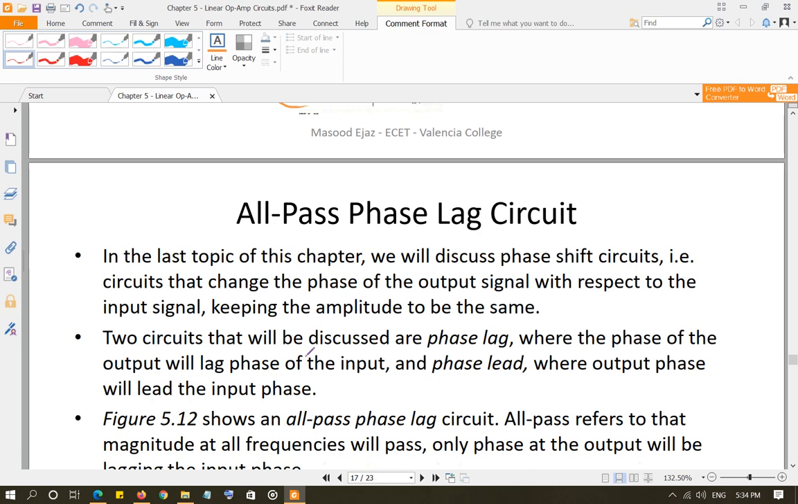So the first circuit is the all pass phase lag circuit. All pass means that the output magnitude is going to be the same as the input magnitude. That is, at all frequencies, the output magnitude will be equal to the input magnitude. However, phase lag means that the output phase is going to be lagging the input phase.